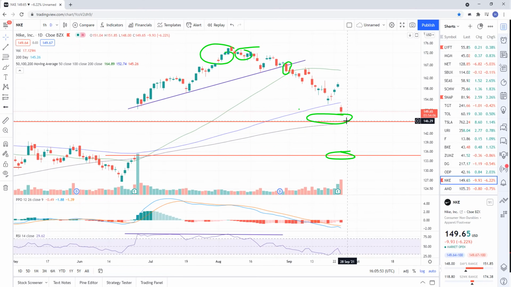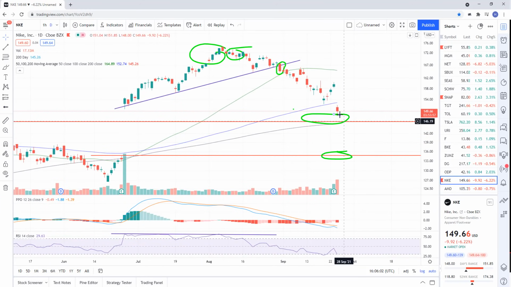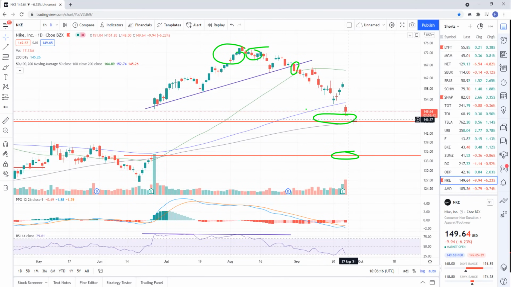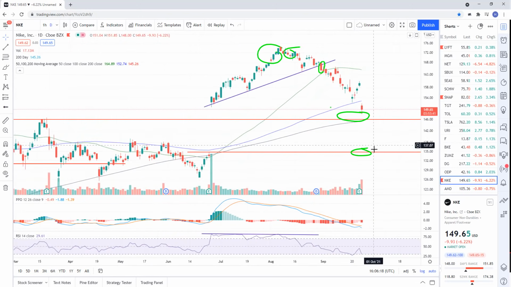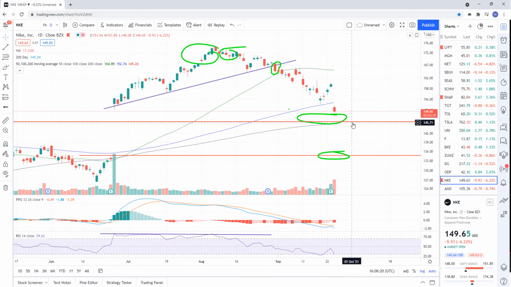I'm still looking for the targets. Here's my first target, 146.20. Second target is all the way down here at 134.91. So I'm looking to take some profit down there at that 146 area. And we're really close. So if the market wants to roll over today, I suspect Nike will get down there and we'll probably cover that trade, looking for a more sustainable bounce.